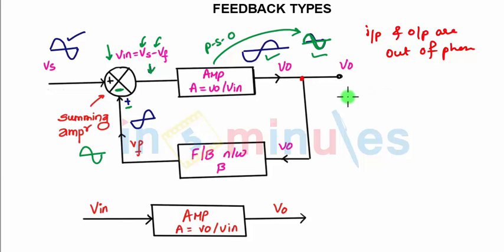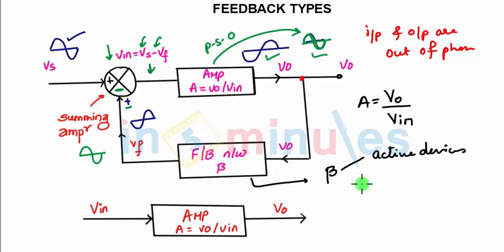And again, how are we writing gain? For gain, we write it as output voltage upon input voltage. Always we write gain as Vo upon Vin. Now negative feedback is used in voltage amplifiers. Now beta network: what is this feedback network? The beta network can have active devices or it can have passive elements.